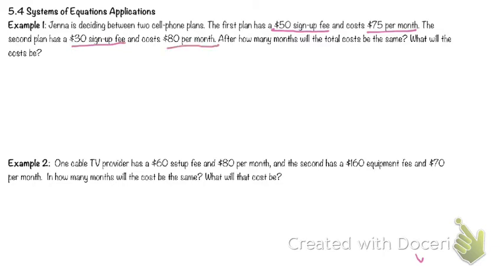We need two cell phone plans. Anyone else have any key information for us? Okay, Abby. The per month. So 80 per month, 75 per month. Does anyone else have any key information?